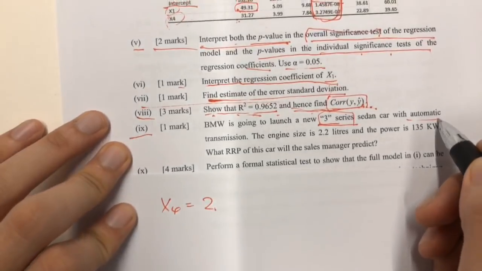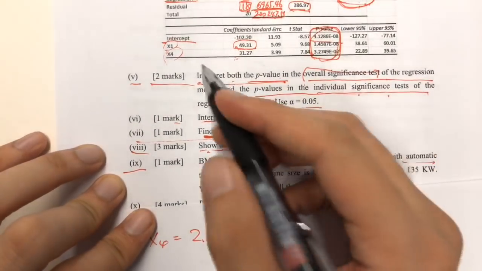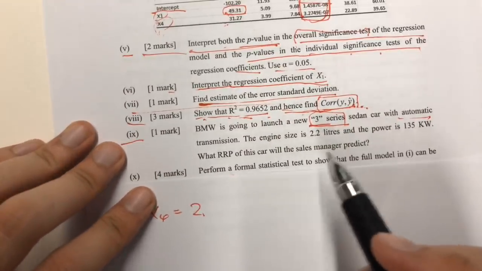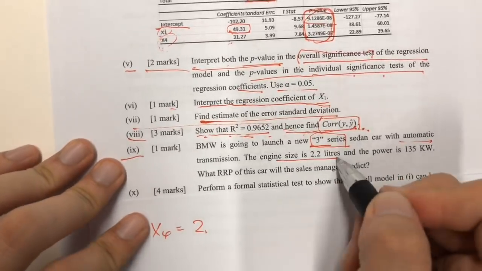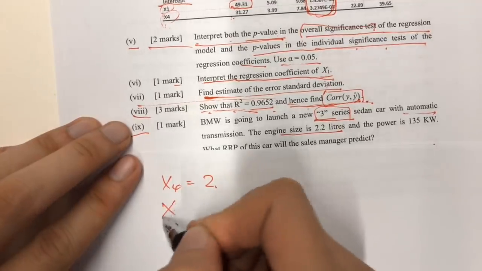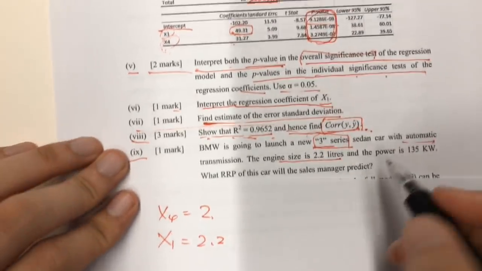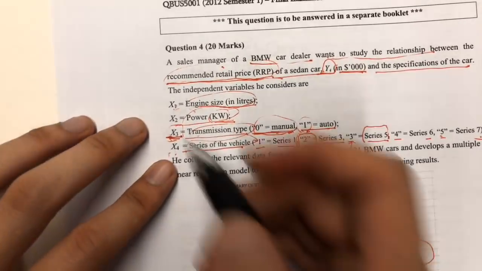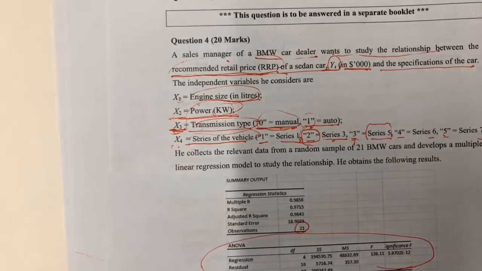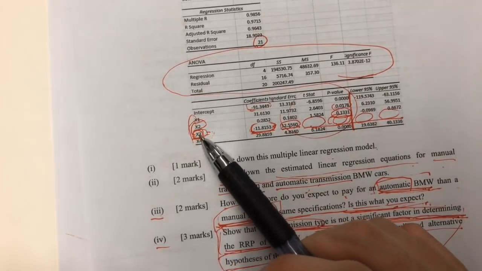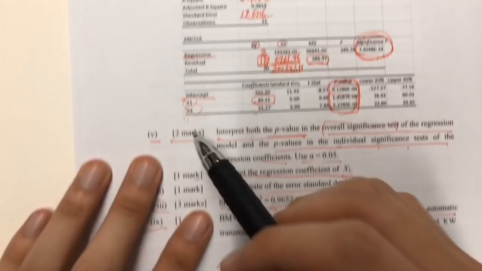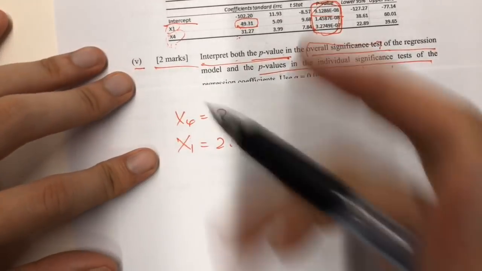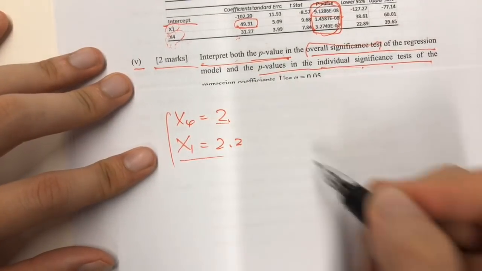Automatic transmission, so does it really matter? No, because our final model does not have transmission type. It's not a significant variable. And the engine size is 2.2 liters, which means X1 equals 2.2. And the power is 135 kW, and we know the power has also been removed from our full model, right? X2 and X3 are removed. We only have X1 and X4 left, okay? So X4 is 2, X1 is 2.2.